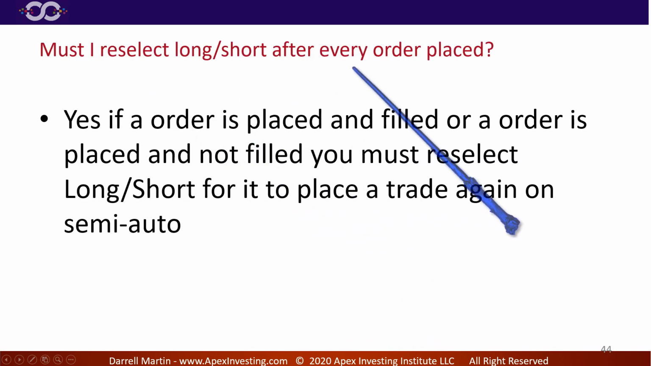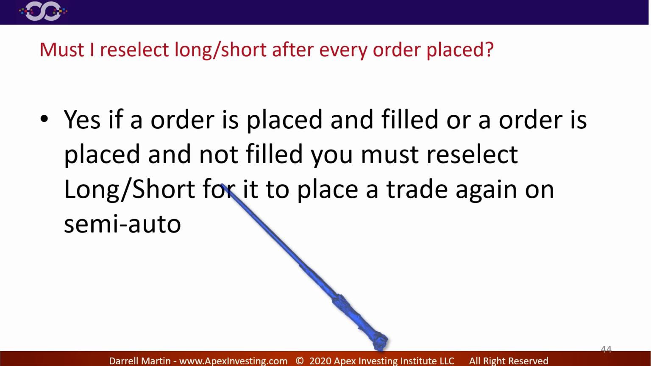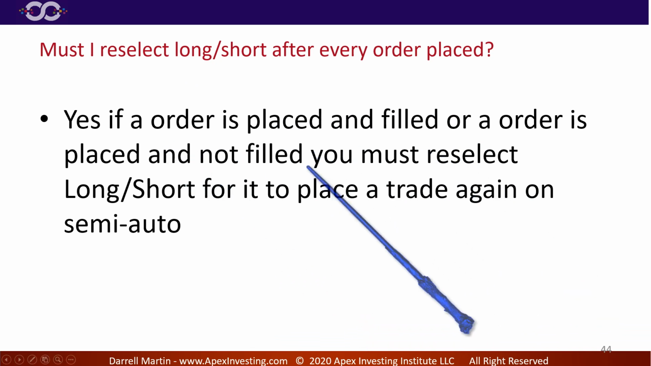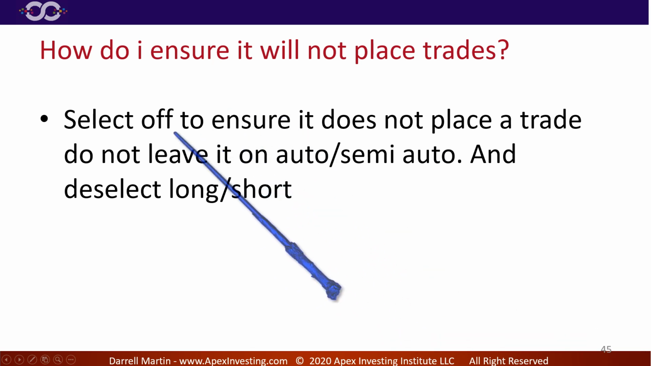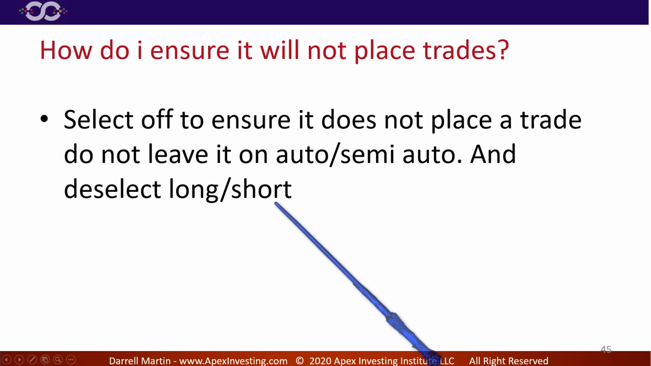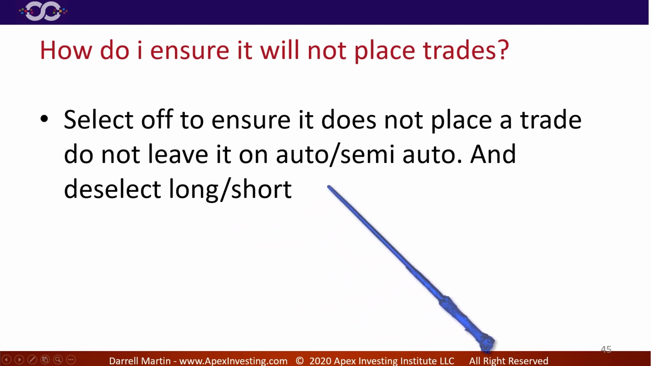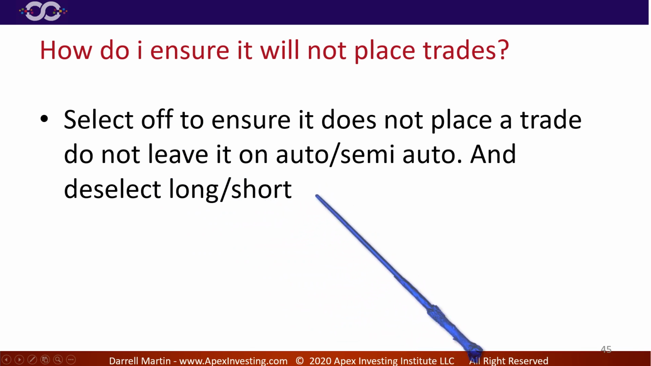Must I reselect long or short after every order placed? If it's on semi, which is what I suggest you do, otherwise it can get very dangerous, yes, you have to reselect long or short each time. How do I ensure it will not place trades? Turn it to off and deselect long and short. Don't leave it on semi or auto. And if you want to, go ahead and right-click on your chart, on an indicator, click OK to sync it to off so that we don't have to worry about an order maybe firing off.